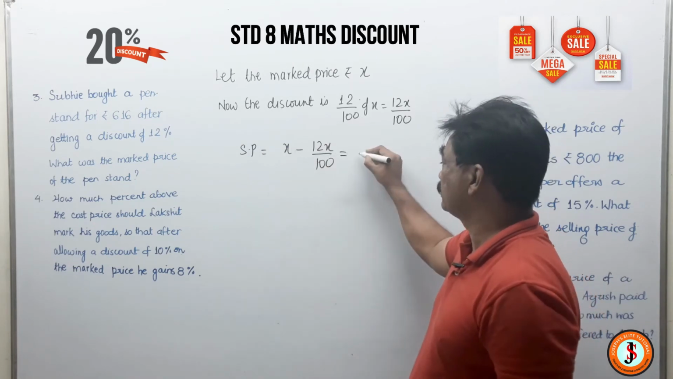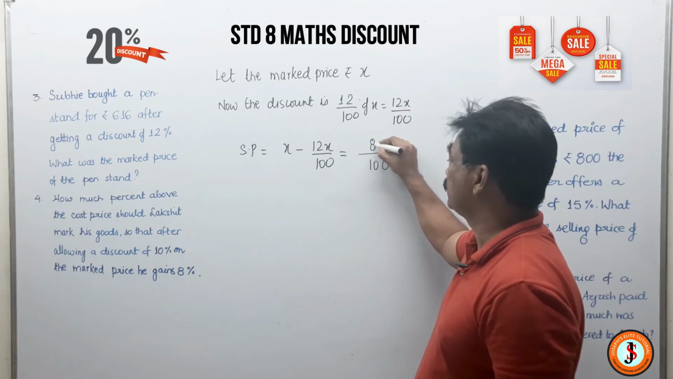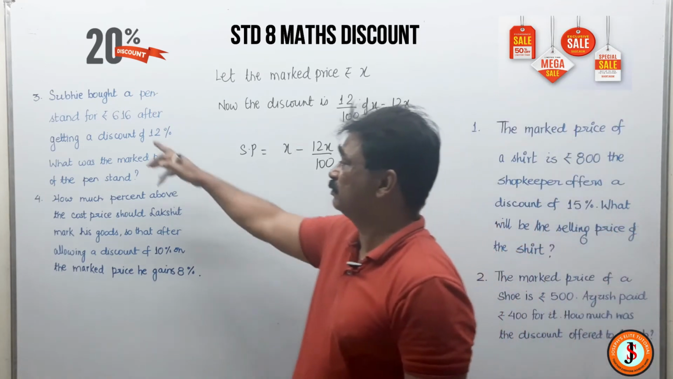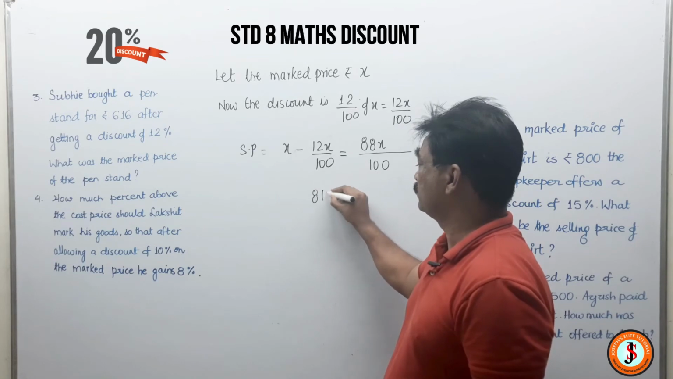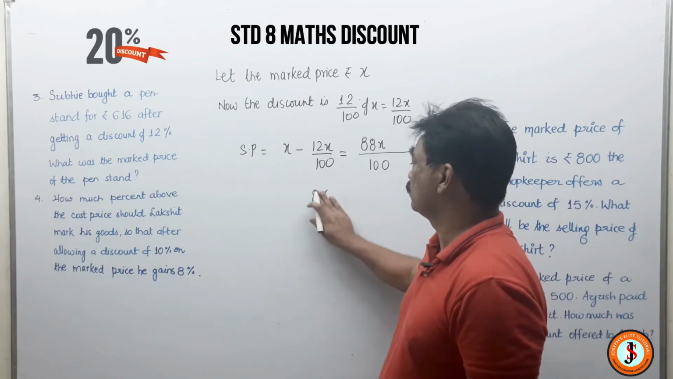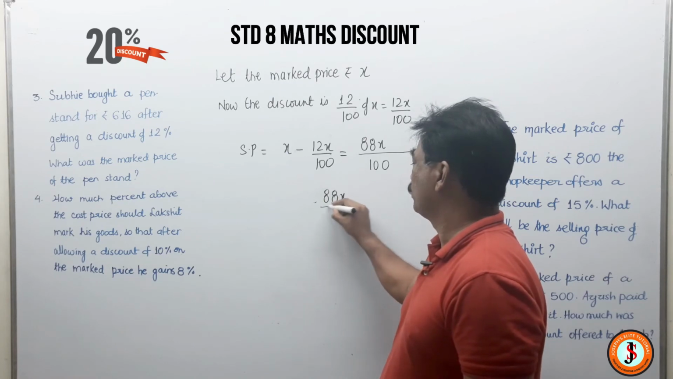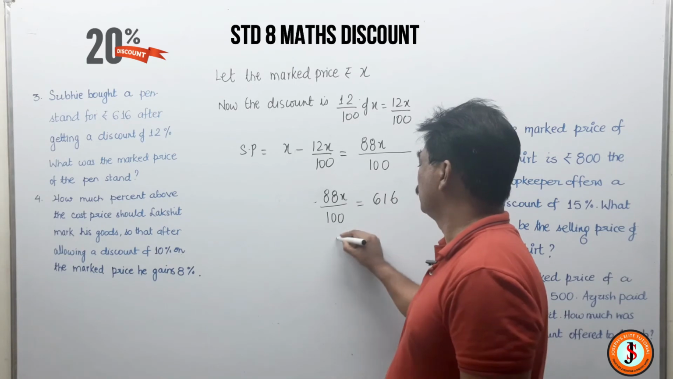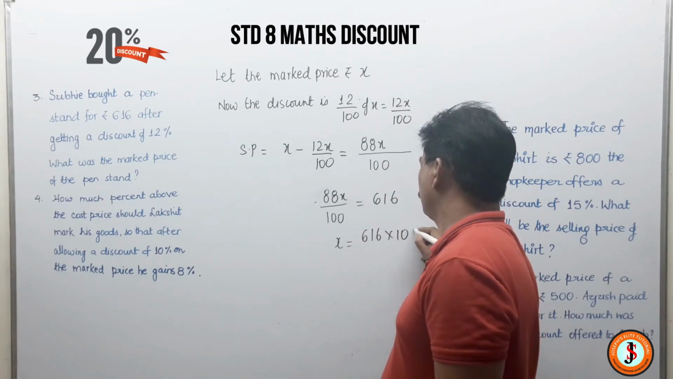So 100x, if I take LCM, so 100x minus 12x, that is how much? 88x. So 88x will be the selling price, but the selling price is given. So let us equate it. 88x by 100 is equal to 616. So x will be equal to 616 into 100 by 88.